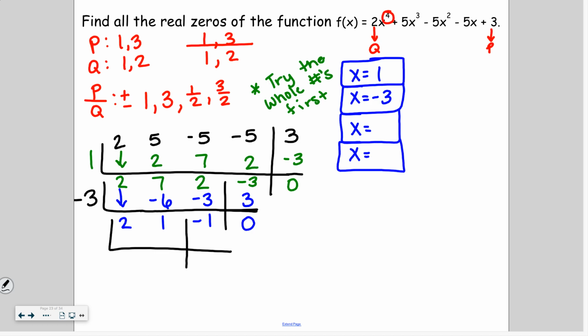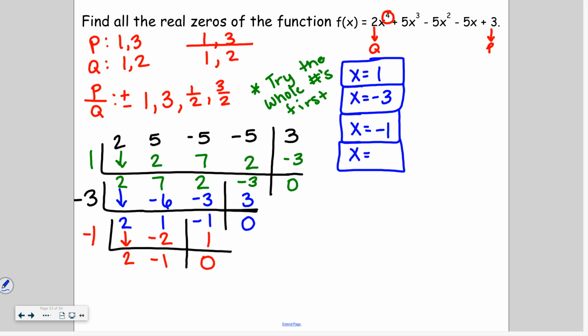So we're going to try negative 1. Sorry, we've already done the positive. Let's do the negative. So negative 1 times 2 is a negative 2. 1 minus 2 is negative 1. Negative 1 times negative 1 is 1. Negative 1 plus 1 is 0. So that one works. So a negative 1.